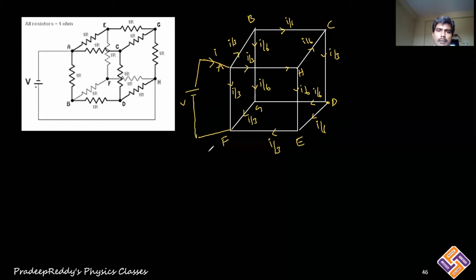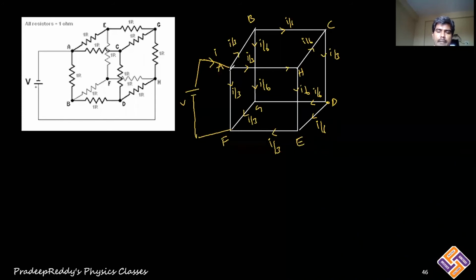Take any one single path. Take one single path. Find out the effective resistance. Path, you don't take the direct path from A to F; you take a somewhat lengthy path. So you can take this path.